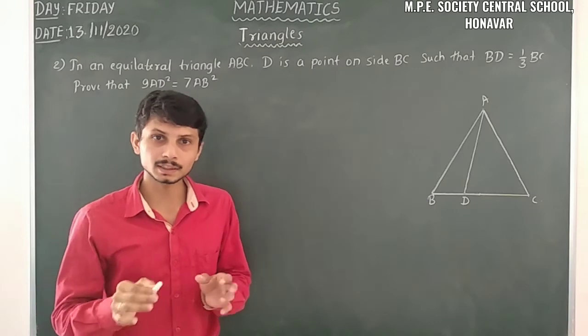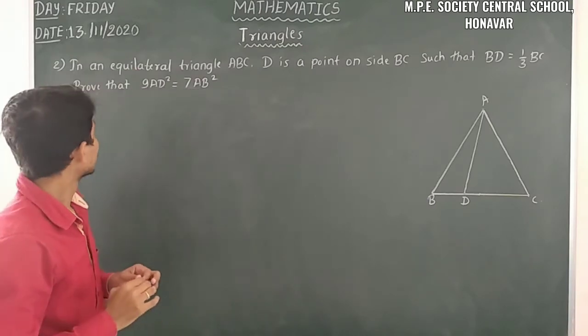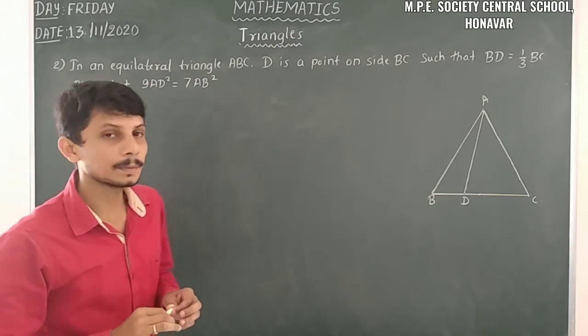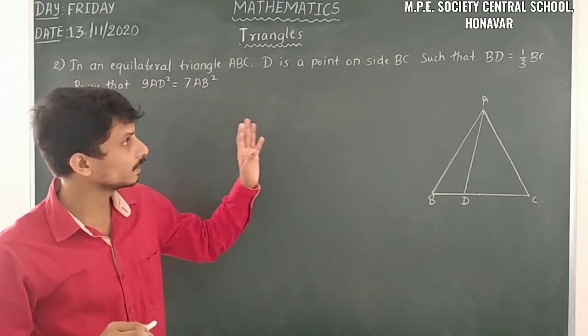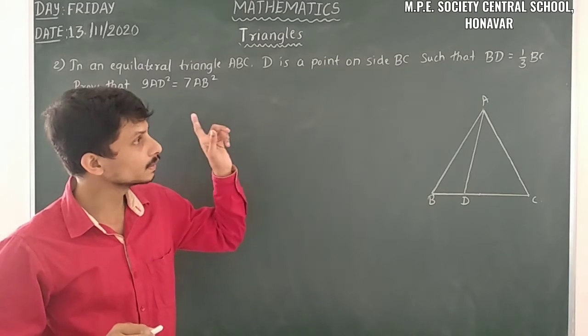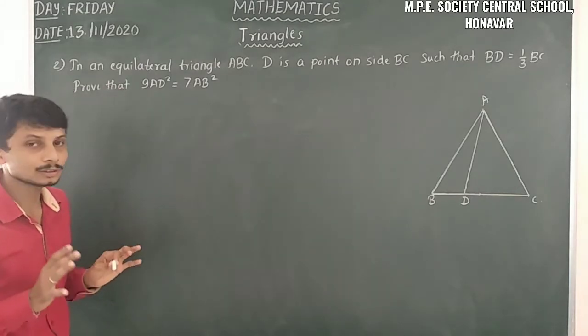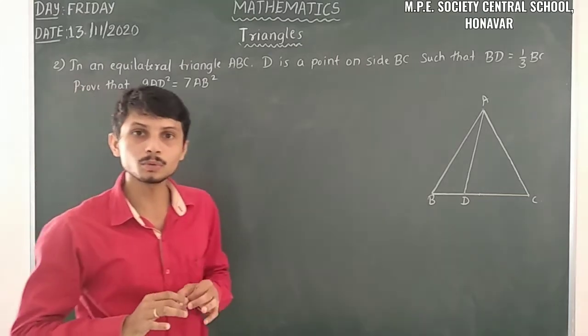The next problem is: in equilateral triangle ABC, D is a point on side BC such that BD is equal to 1 by 3 BC. Prove that 9AD square is equal to 7AB square. Here we have to prove that.